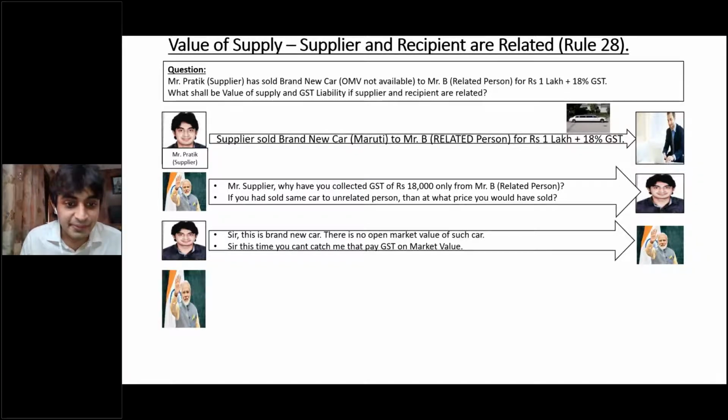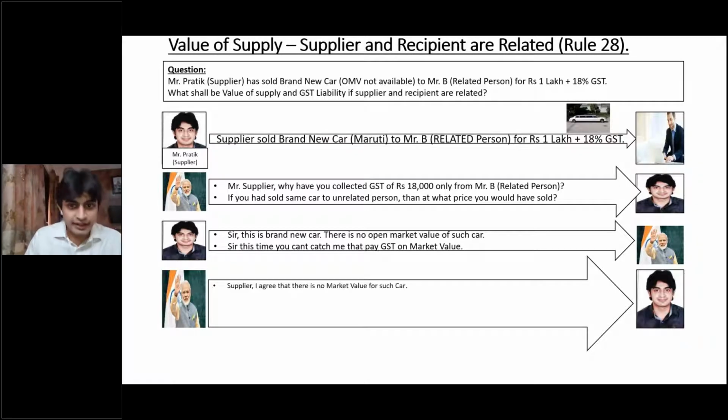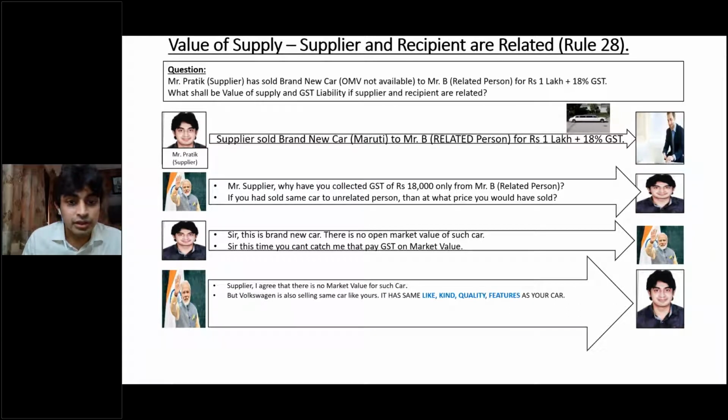So the government is smarter than me. What does the government say? I agree, there is no market value, but the Volkswagen company is selling the same car as yours. Some other company is selling the same kind, same quality, same features. I sold the car for 1 lakh to a related person. Okay, but a car of the same like, kind, quality and features is being sold by someone else. They are selling it for 25 lakh.